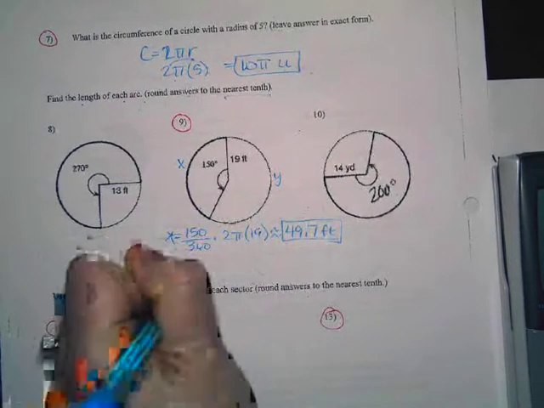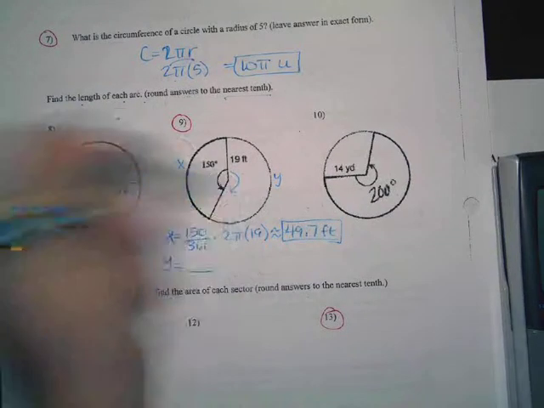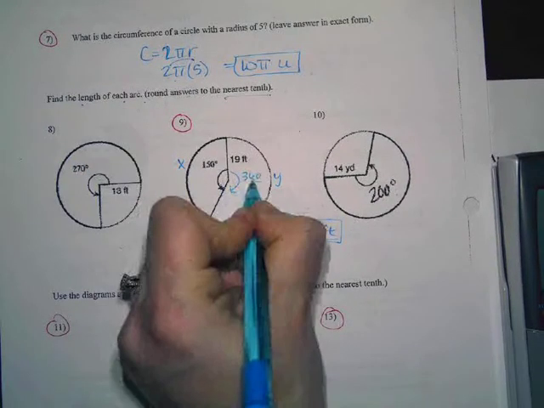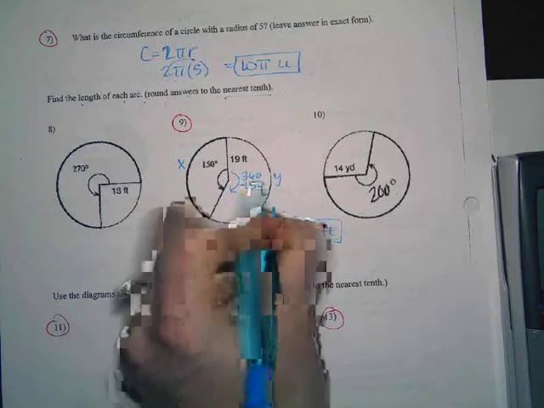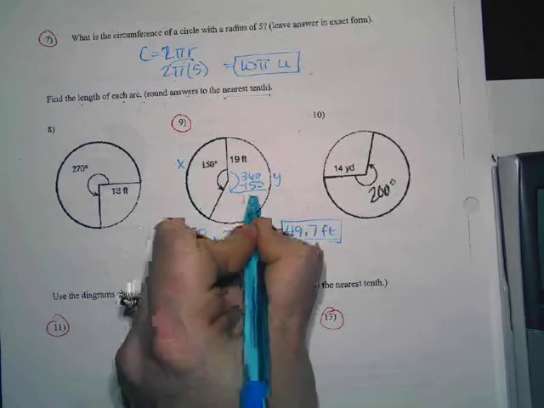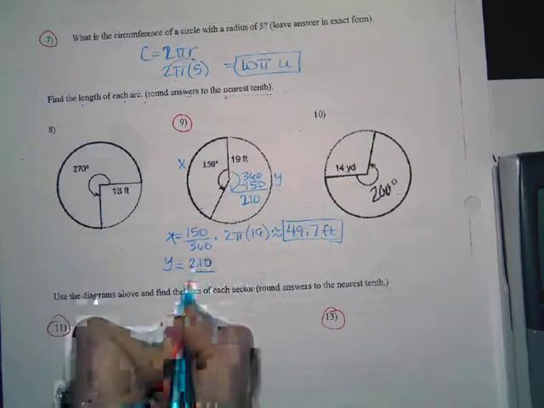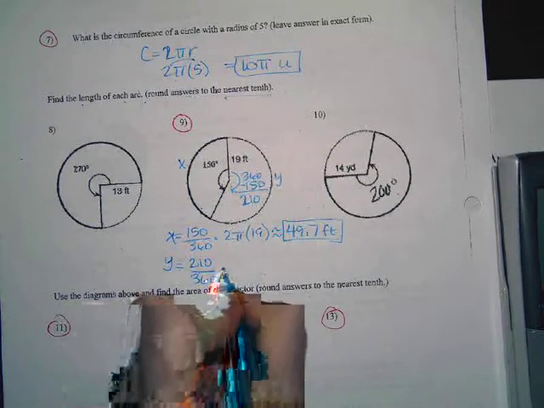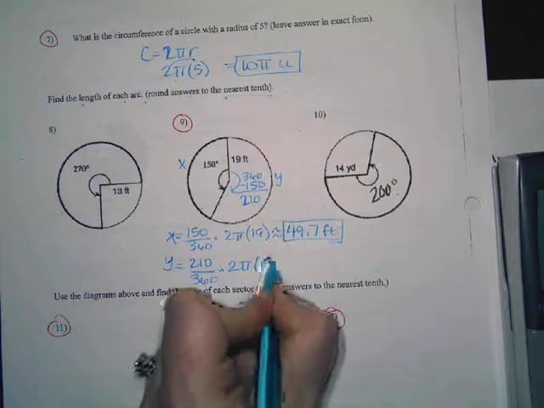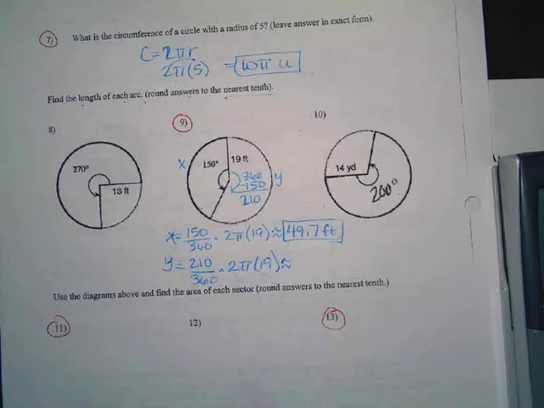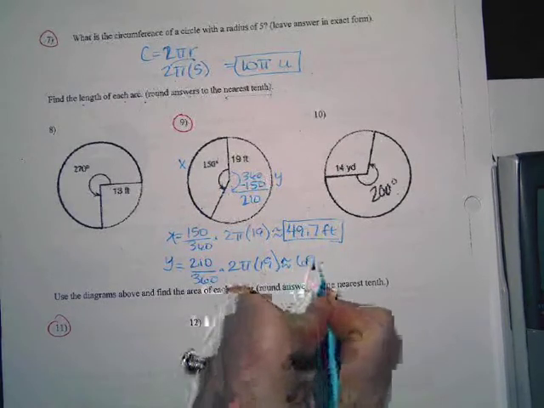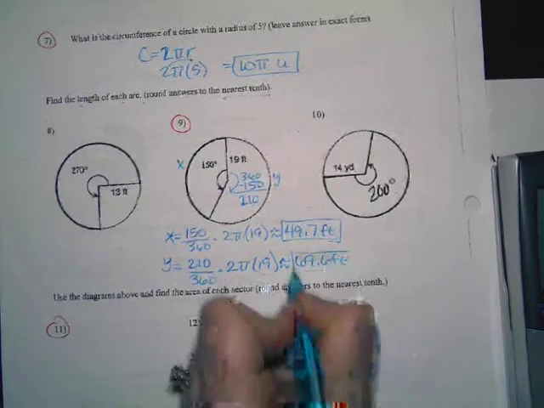To find y, though, we have to hunt a little bit more for this measure. The measure of that arc is 360 minus 150, which comes out to 210. So now we want to do the measure of that arc, which is 210 over 360 times 2 pi 19. If I type this in the calculator, 210 divided by 360 times 2 pi times 19 comes out to about 69.6 feet.